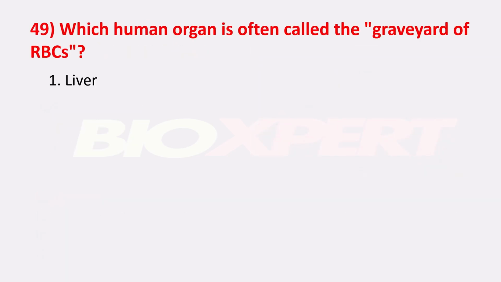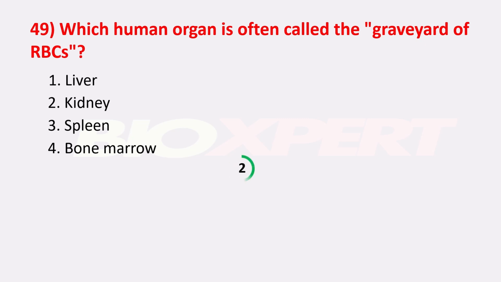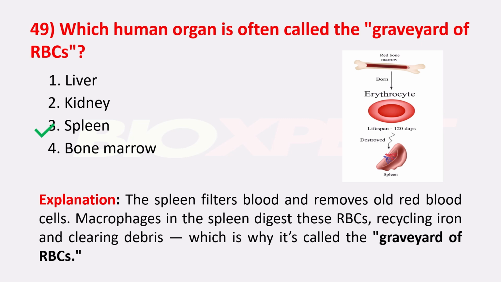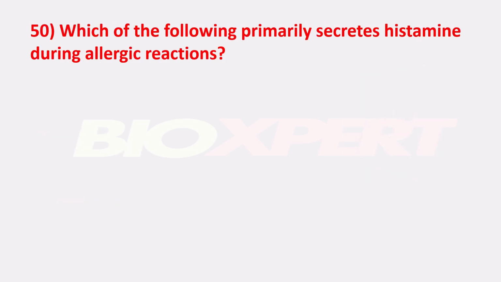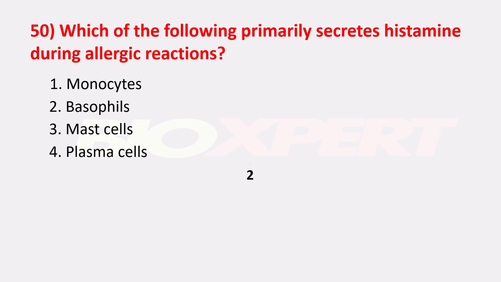Which human organ is often called the graveyard of RBCs? Spleen. The spleen filters blood and removes old red blood cells. Macrophages in the spleen digest these RBCs, recycling iron and clearing debris, which is why it's called the graveyard of RBCs.